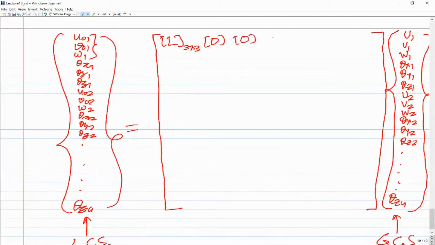So basically you are going to have 7 zero null matrices: 3, 4, 5, 6, and 7. So these all will be 3 by 3 null matrices.